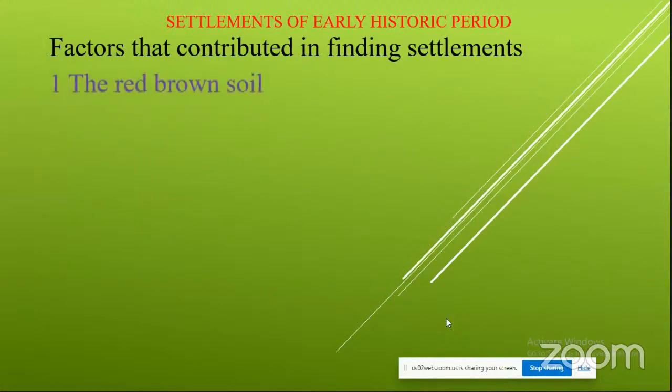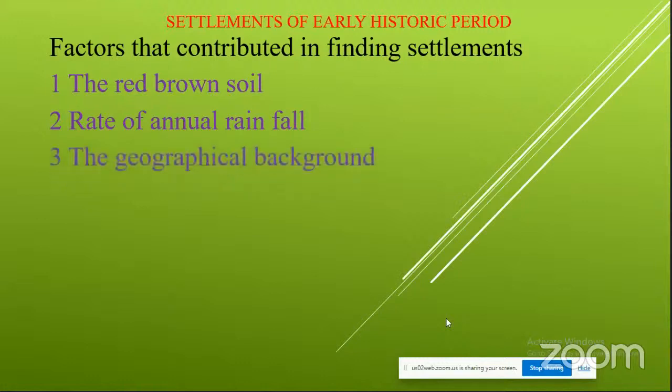Now when we come to the Stone Age, they considered only three needs to make a settlement: water, food, and stones. But here they wanted red brown soil. During the proto-historic time period, they wanted red brown soil. Why? To do agriculture. And the rate of annual rainfall. Without rainfall, they can't do any agriculture. Red brown soil, annual rainfall, and the geographical background.